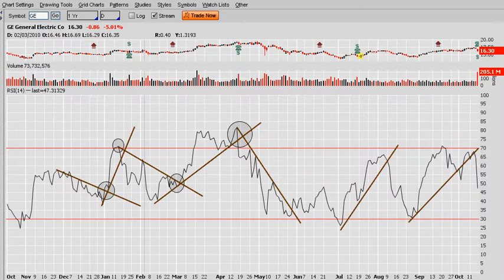We would sell there, buy here, and then this one, since we're already in the market, we would buy again there. No, we would short sell there. And then we would cover our short, go long again, and then we'd sell here.